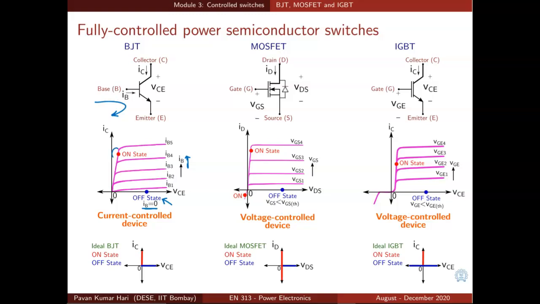The on state is again a point on this line. In fact, in power electronic circuits, a BJT is never operated in this region, because if we look at one point here, it shows that the voltage across a device is more for the same current. So it causes more conduction loss. So the on state of a BJT corresponds to a point on this line only.